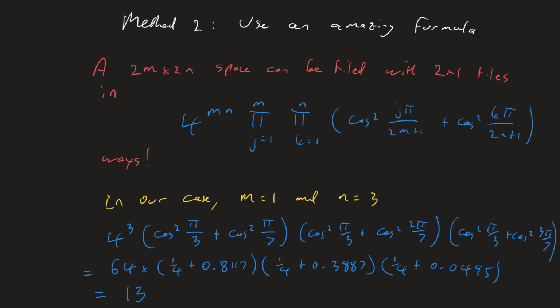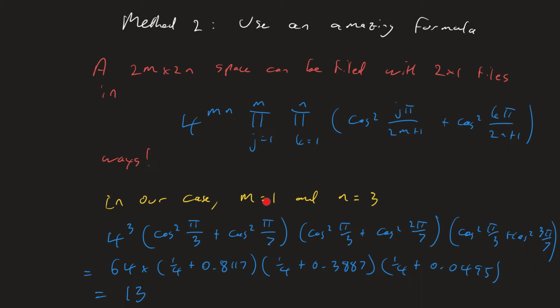Then we've got two products here. One is the product over j going from 1 to m, being this dimension. The other one is k going from 1 to n, being this dimension here. And inside the products, the things we multiply together are cos squared of j pi on 2m plus 1, plus cos squared of k pi on 2n plus 1. It's really remarkable because these terms in here are not integer valued, but somehow this total product ends up being an integer, corresponding precisely to the number of tilings of a 2m by 2n space with 2 by 1 tiles.